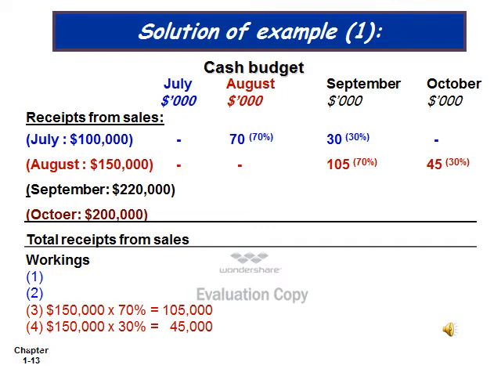In August, sales revenue 150,000. It will be received as follows: 70% in 1 month later in September and 30% in 2 months later in October. Kindly look under the table. 150,000 times 70% equal 105,000 and 150,000 times 30% equal 45,000.